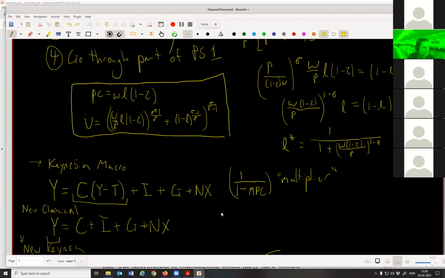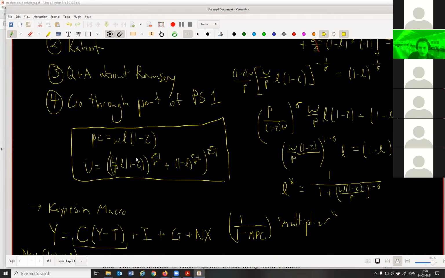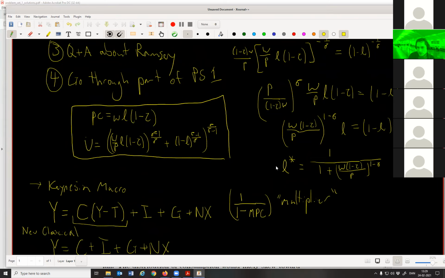We've assumed that sigma, we didn't make an assumption on sigma, did we? So typically people assume that this sigma is greater than one, which means that consumption and leisure are substitutes in the utility function. So just to make my life easier, let me do that. I'm just going to flip the sign of that, not change anything else. Okay, so we're going to get L star is equal to 1 divided by 1 plus P divided by W(1 minus tau), to the power of sigma minus 1.